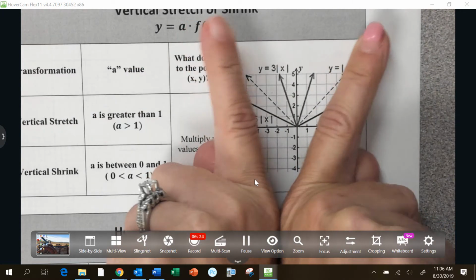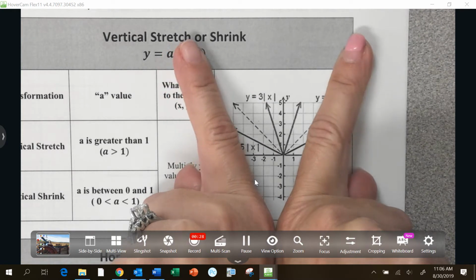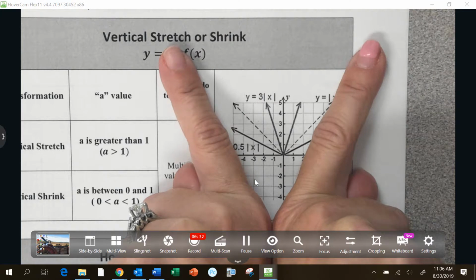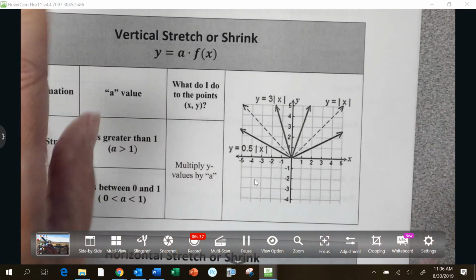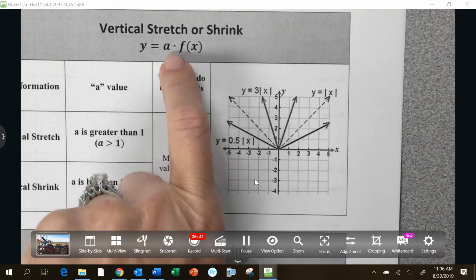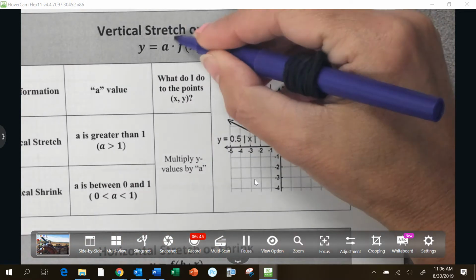You see how with my fingers, if I stretch it vertically, I'm taking my fingernails and I'm going up higher, faster. Or if I'm vertically shrinking, it's not going to rise up as fast, so it's wider. So that will occur when you take a function and you multiply the outside of it by some number. I like to think about it like this.